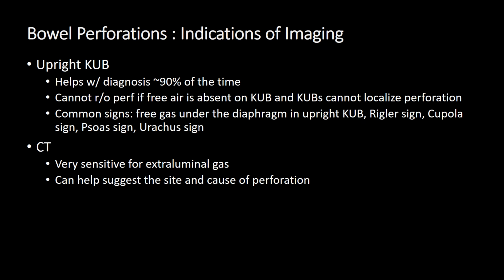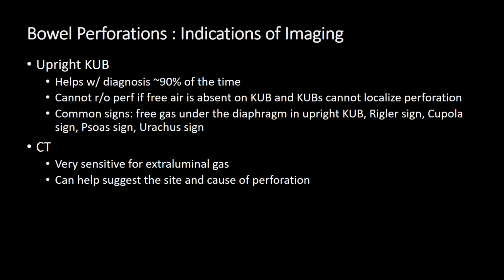When your clinical suspicion for perforation is high, you should immediately order an upright abdominal film, or KUB. This allows you to see whether there is free gas present in the abdomen. A few common pneumoperitoneum signs on the KUB are free gas under the diaphragm, Rigler sign, cupola sign, psoas sign, and urachus sign, and I'll show a few examples of these in the next few slides.